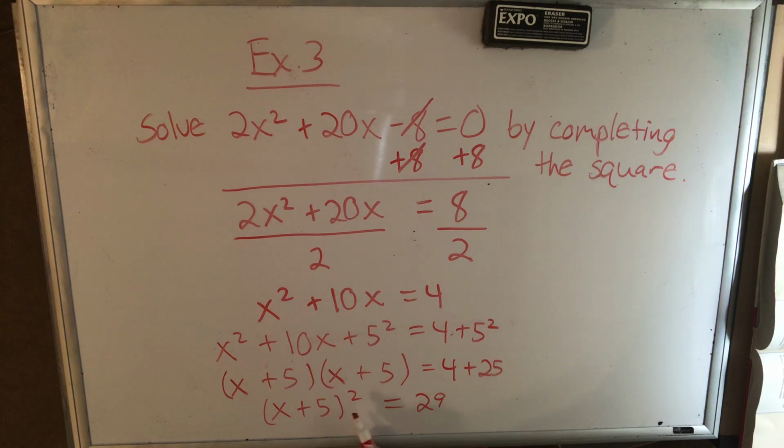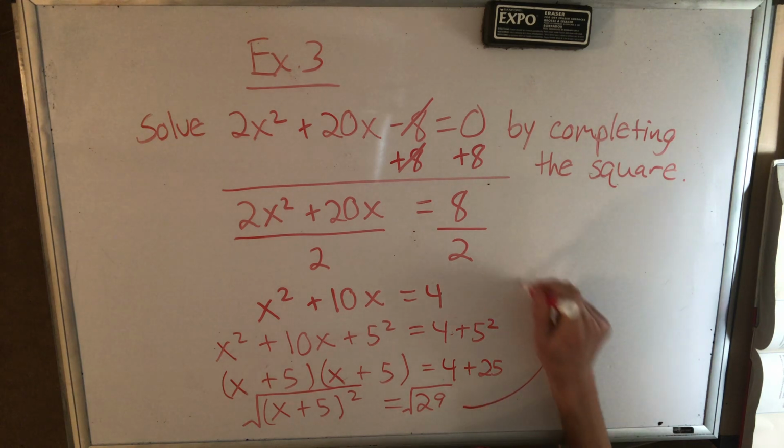The square is isolated on one side of the equal sign, so to get rid of it, let's take the square root of each side. The square root of (x + 5) squared is x + 5.